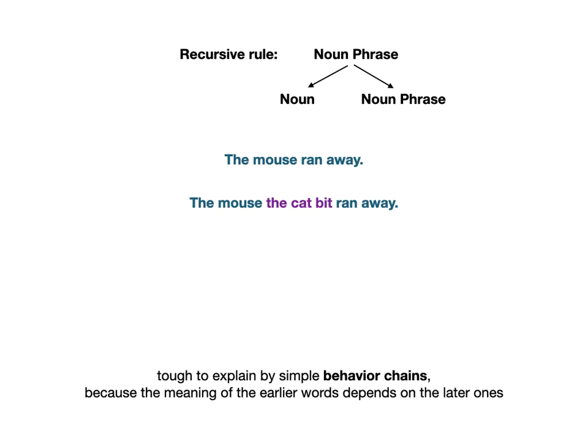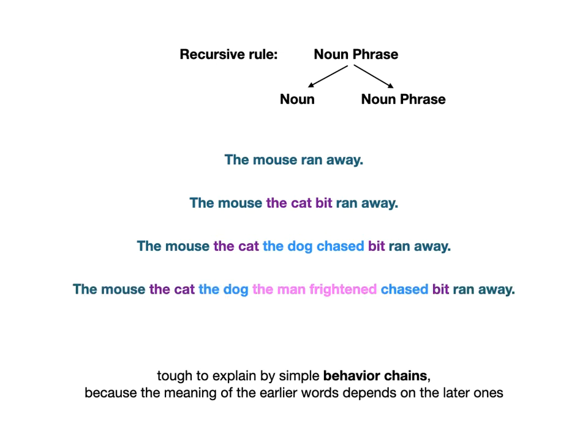The mouse, the cat bit, ran away. This is still making sense. It's the same rule applied over again, right? We have a new noun attached to a new noun phrase. The mouse, the cat, the dog chased bit ran away. The mouse, the cat, the dog, the man frightened chased bit ran away. Okay, we're getting a little bit out of hand here. That's not a good sentence, right? We have some sort of implicit limit on being able to parse these things in wieldy ways, right?